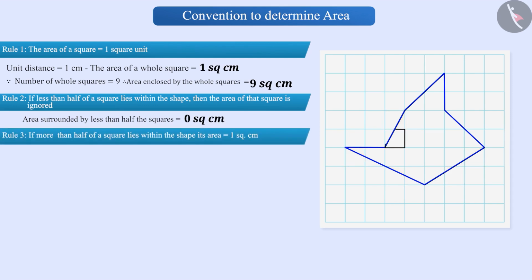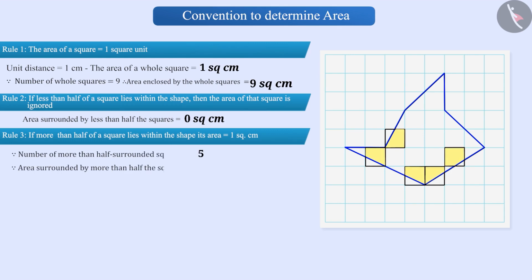Rule 3. If more than half of a square lies within the shape, its area is considered to be 1 square centimeter. Here, we have 5 such squares. Therefore, we can say that the area covered by more than half squares is equal to 5 into 1 square centimeter, which is equal to 5 square centimeters.